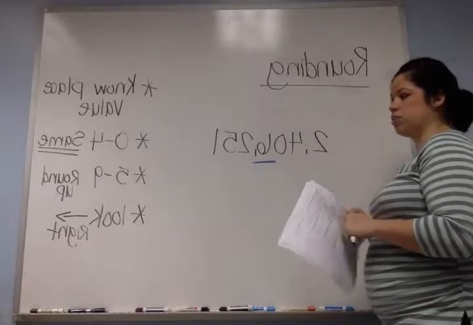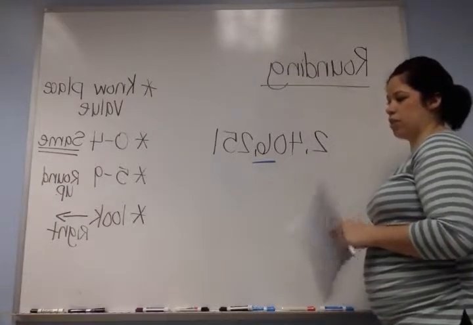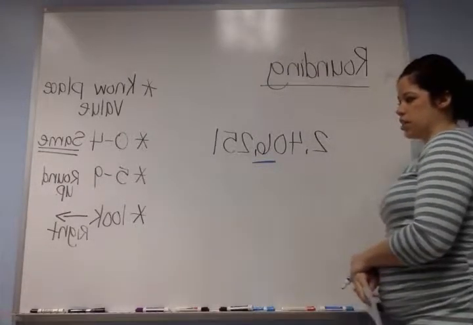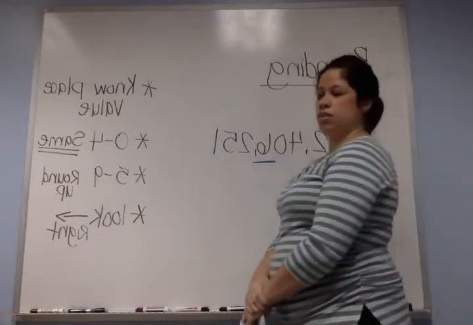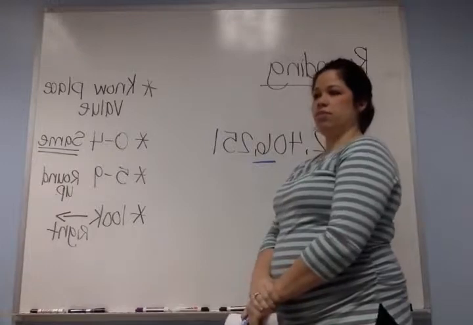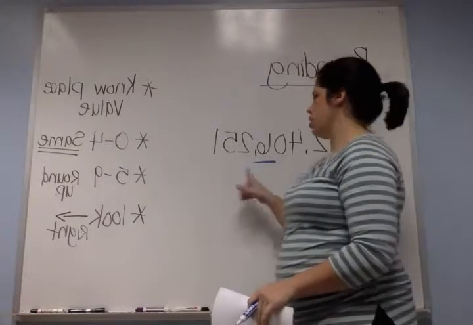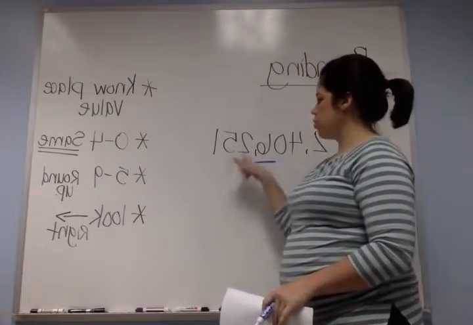A few quick reminders. We're looking to the right to tell if it rounds up or if it stays the same. Check your numbers, 0 to 4 or 5 to 9. Hands up if you're done. All right, let's do it together. Let's look to the right. What do we have to the right?